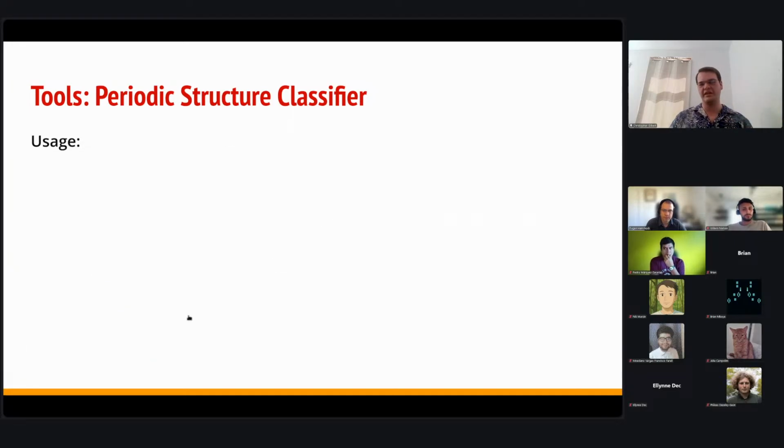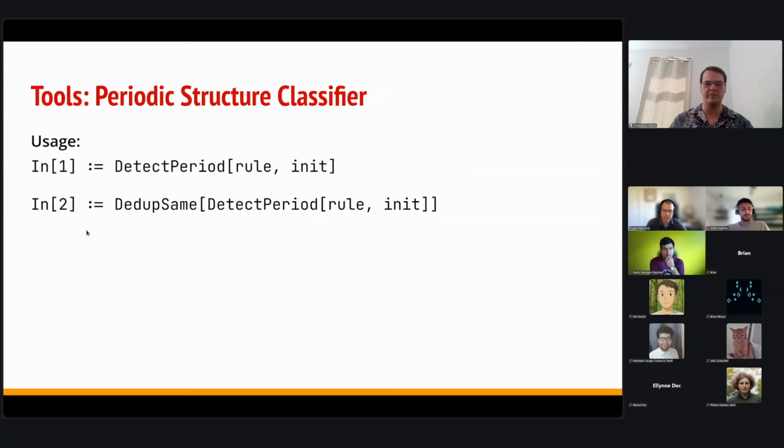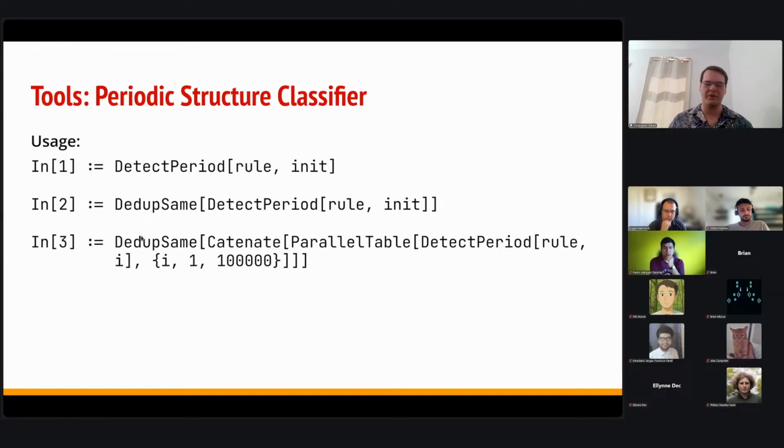And the way you use it is very simple. This is just the usage. You just call detect period with a rule and an initial condition. An initial condition can either be a list of cells or an integer in the base of the number of colors that the rule has. You can also deduplicate the result. Here we got the same structure multiple times, but you can deduplicate it by saying dedupe same. So if you wanted to do a large scale search of all the structures that this rule generates, you could do something like this, where it iterates over all initial conditions, concatenates all of them together, and deduplicates.